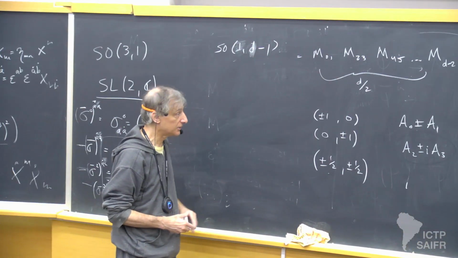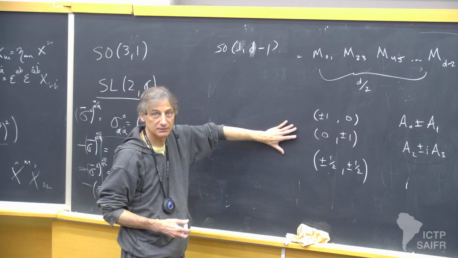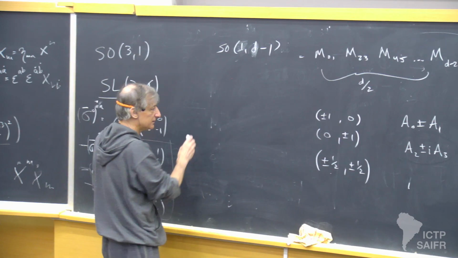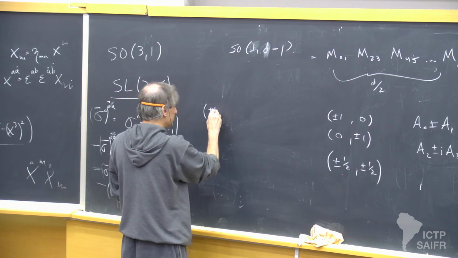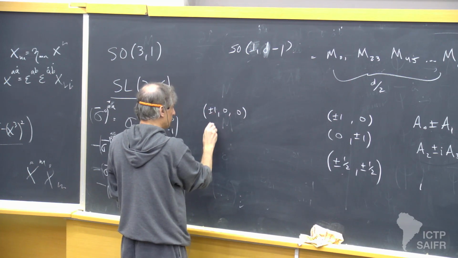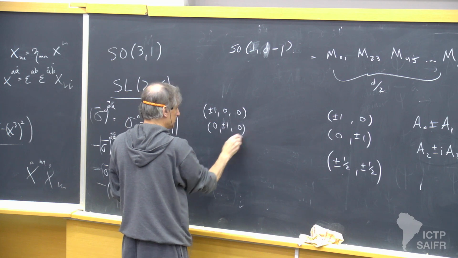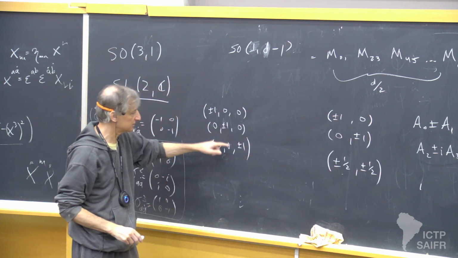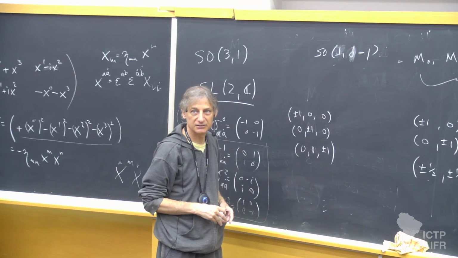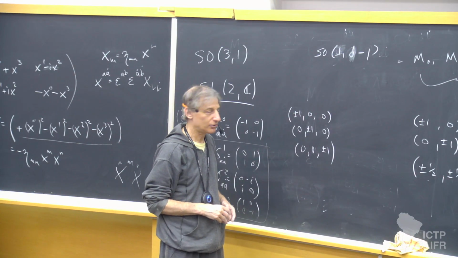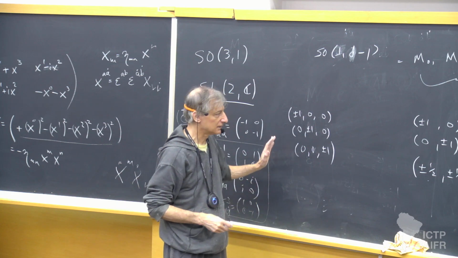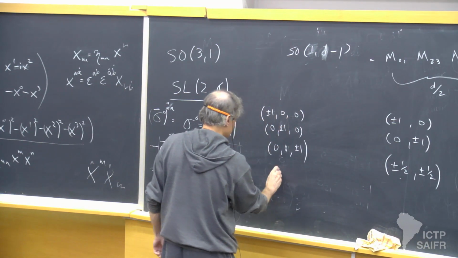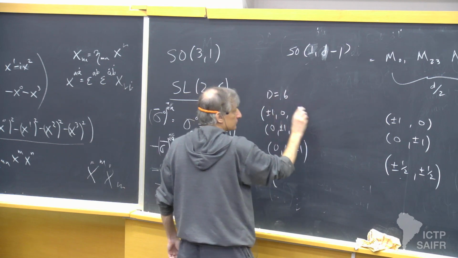Now this generalizes to any dimension. For example, suppose you're in 6 dimensions instead of 4. Then a vector could be plus or minus 1, 0, 0, or 0, plus or minus 1, 0, or 0, 0, plus or minus 1. Those would be the 6 choices of the vector in 6 dimensions. And obviously in 8, you can generalize this. A spinor generalizes this way. So a spinor, if you were in 6 dimensions, so this would be d equals 6, this is d equals 4.